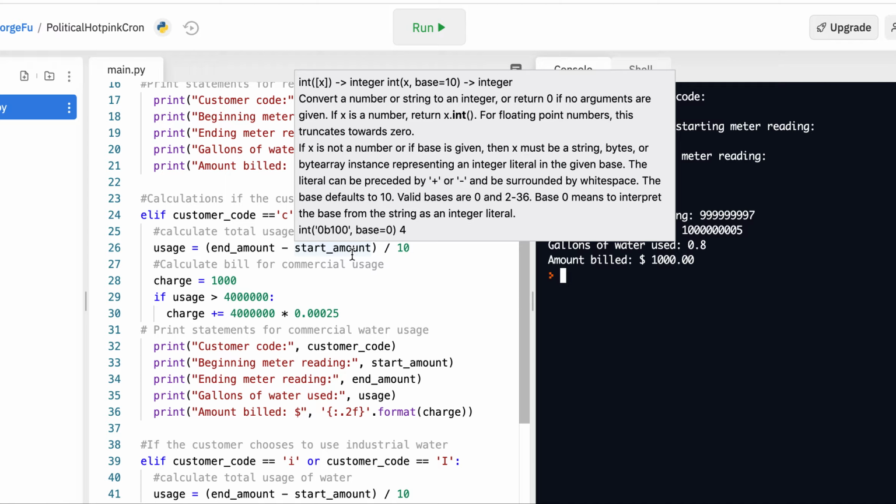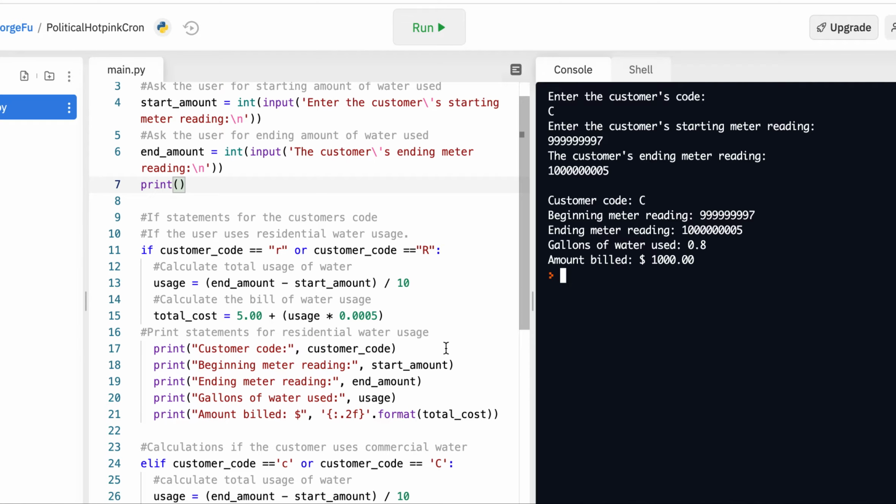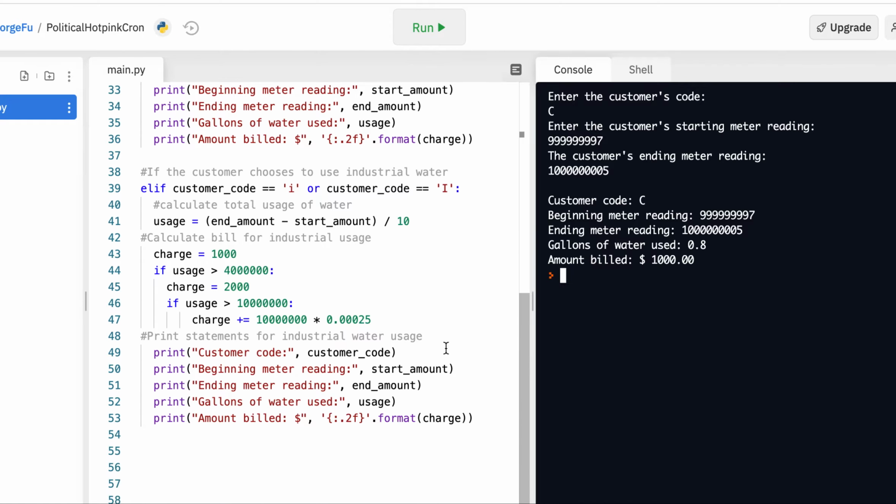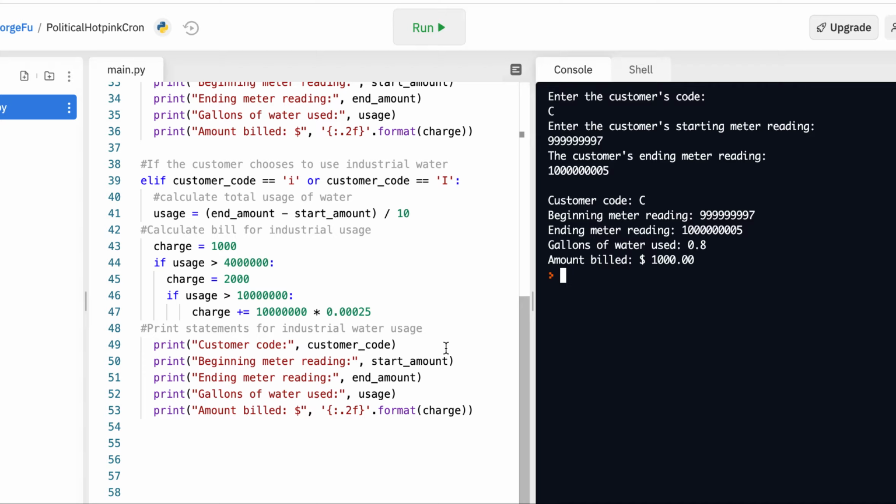Continuing on with the code, we have finished with the residential part of the code as well as the commercial usage. And now we can jump onto industrial usage, which is the last half of the project. Once again, because it's an if-elif statement, we just finished with an elif statement. We're equating the customer code as I, or capital I, because that's the symbol for industrial. Nothing new: line 41 is the exact same thing with usage equaling the ending amount minus starting amount divided by 10, because we're in the 10th digit for gallons of water.